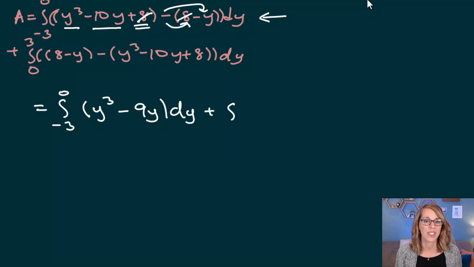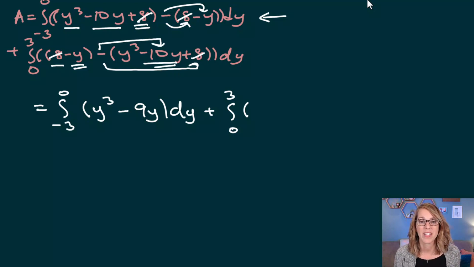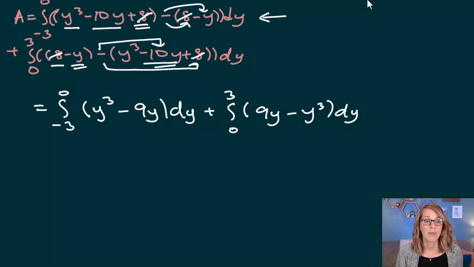The second integral goes from 0 to 3. As I work my way through this one, I have the 8, but I've got a -8 here, so those cancel. And then I've got the negative y. The negative y is going to combine with negative times -10, so negative y plus 10y. So I get a 9y. And then finally, I've got that minus y cubed, so minus y cubed dy. I am ready to integrate.